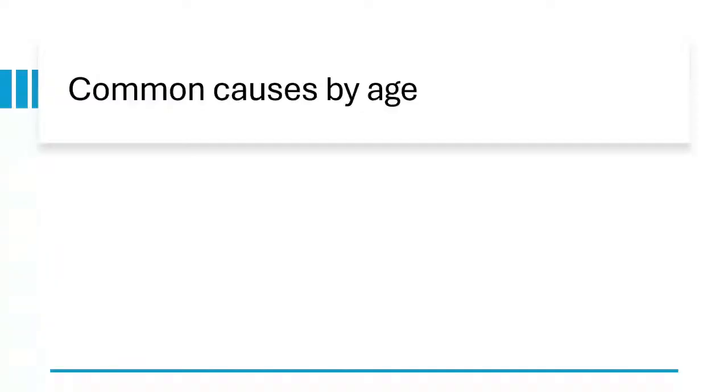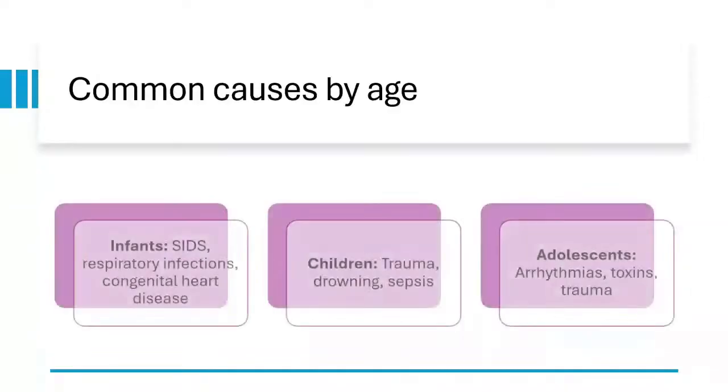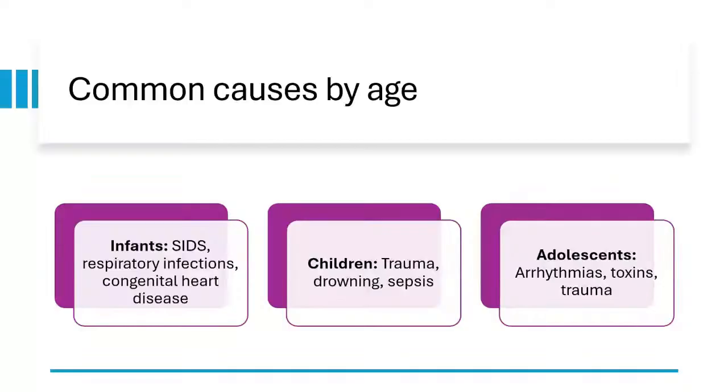Foreign body airway obstruction. Oxygen, airway compromise. Yep. How about for adolescents? Probably drug use. Trauma. Yeah, very good. I think you guys nailed them all. So for infants: SIDS, respiratory infections, congenital heart defects. For children: trauma, drowning, and sepsis. And then for adolescents: arrhythmias due to toxins, and trauma.